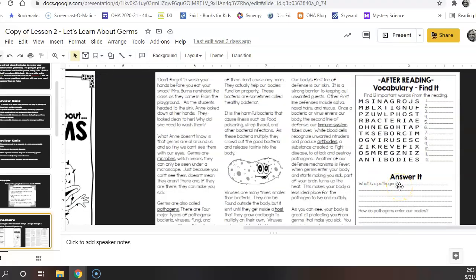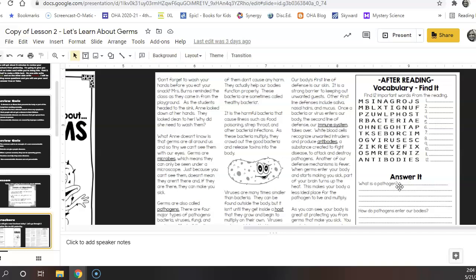Don't forget to wash your hands before you eat your snack, Mrs. Burns reminded the class as they came in from the playground. As the students headed to the sink, Anne looked down at her hands. They looked clean to her. Why did she need to wash them?